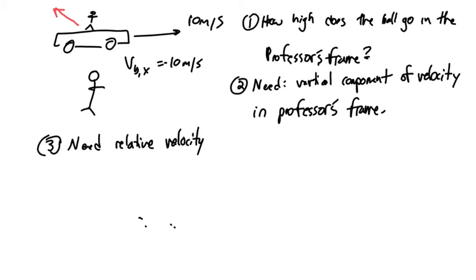Hopefully that information is going to get us the vertical component of the velocity in the professor's frame, and that will lead us to figuring out how high the ball goes in the professor's frame. So first, let's go straight on to looking at the equations for relative velocity.